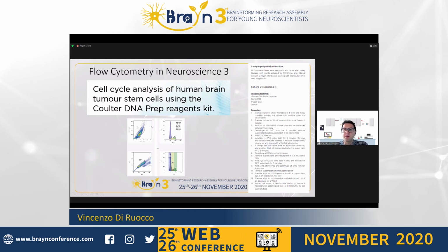Then, of course, we can have other applications. Cell cycle is a pretty common application, but we can apply this to our human brain tumor stem cells. And again, in the white paper there is a very nice detailed procedure on how to get it and all the reagents required. Here are my cells, singlets, and this is the classical cell cycle picture that we can get from our analysis software Kaluza.